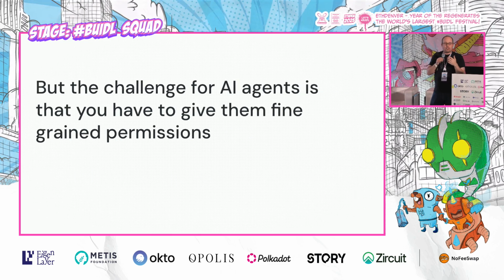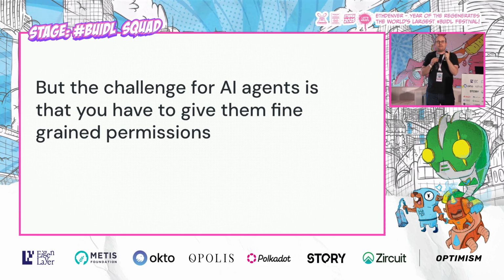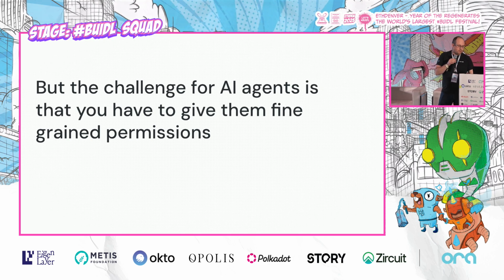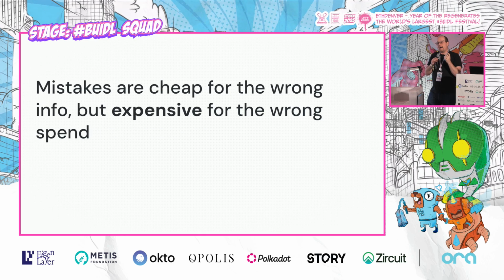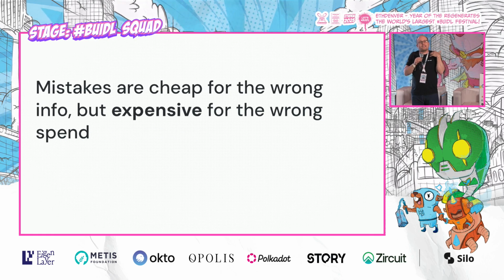But the challenge is essentially, for AI agents to work, we've got to give them really fine-grained permissions, right? If you go on ChatGPT and it hallucinates the wrong answer, that's fine, right?